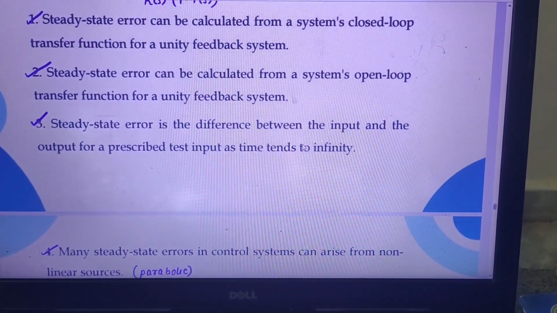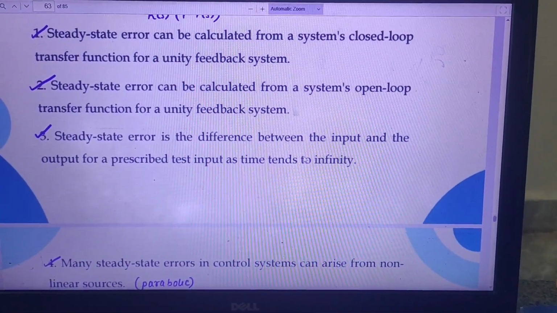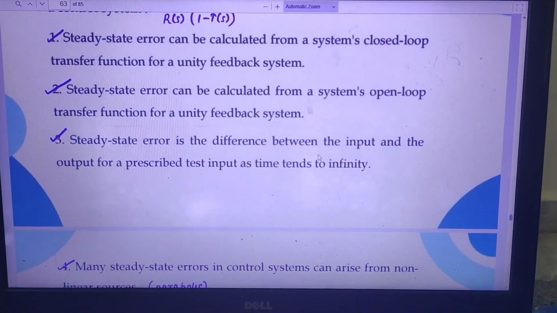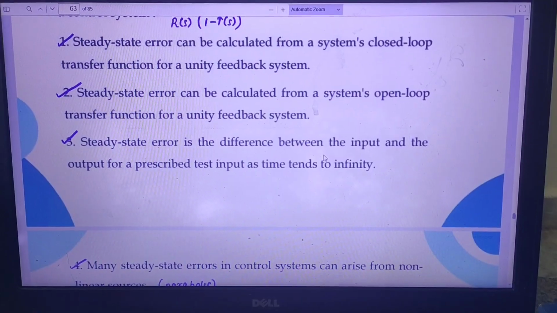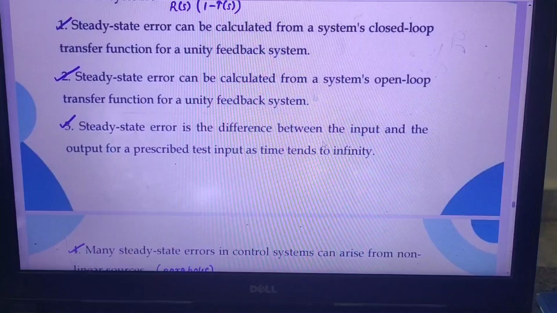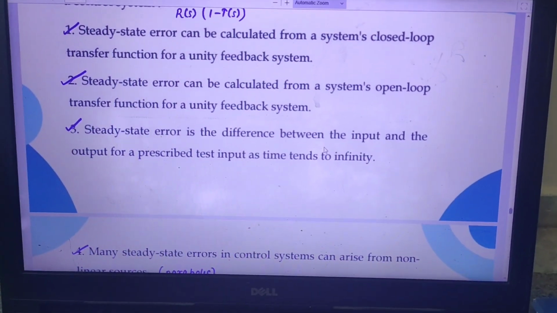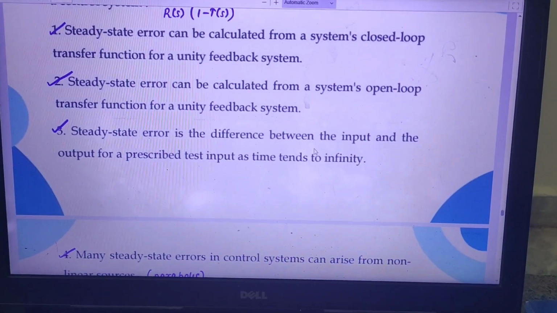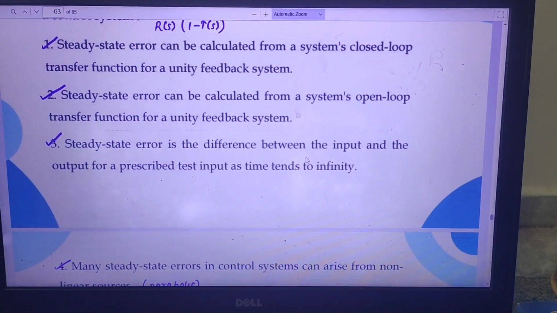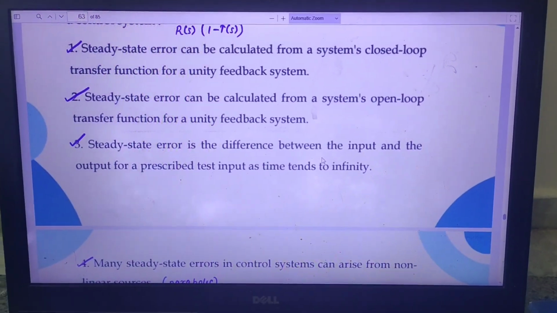Among the following, tell me which is the correct answer. Steady state error can be calculated from the system closed loop transfer function for a unity feedback system. As from the unity feedback system, R(s) into 1 minus T(s), we can calculate the steady state error. Steady state error can be calculated from the open loop transfer function for a unity feedback system. Yes, we can calculate the Kp, Kv, Ka by using the open loop transfer function. Steady state error is the difference between the input and the output for the prescribed test inputs as time tends to infinity. Yes, this is also a right statement.